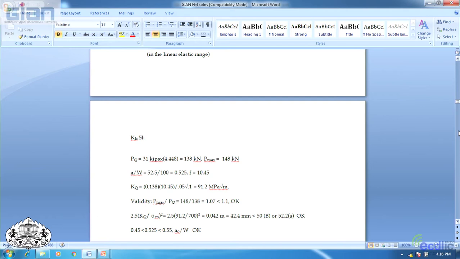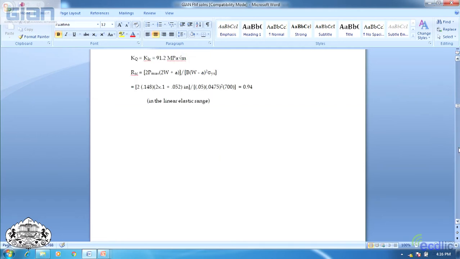Anyway, enough of that. So the validity checks in SI get about the same numbers. The size criteria, 0.0042 meters, which is 42.4 millimeters, which is less than 50 millimeters, that's okay. And it's less than the original crack length, that's okay. And here is this A over W criterion. Now I think I also did RSC. And RSC maybe didn't come out exactly the same, because of the slight size differences. But 0.94, again less than 1 in the linear elastic range, that should be good. Any questions about these calculations?